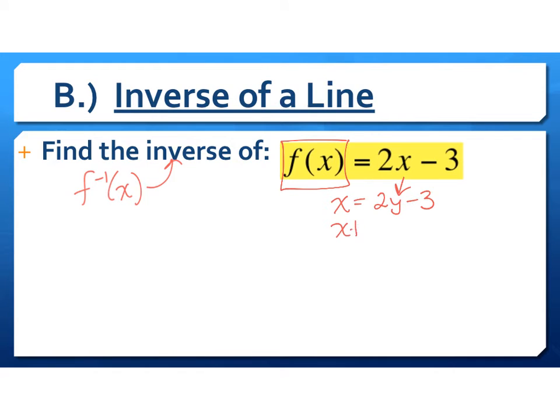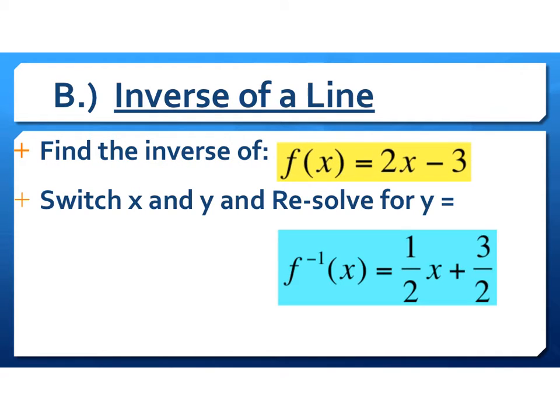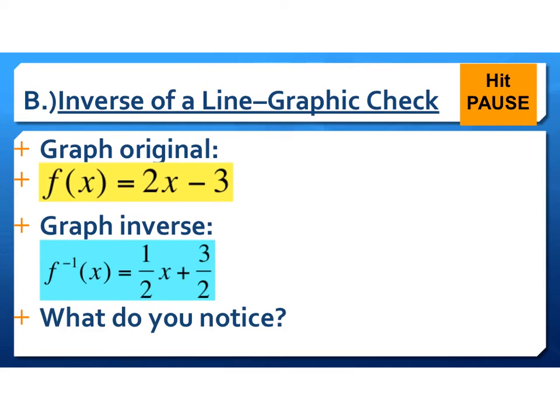So I'm going to add the 3 over. I'm going to switch it around because I prefer my variable on the left, and I'm going to divide by 2. I would accept that equation, and I would also accept when you separate the fraction. Both of those are the same thing, and we can say that that is my inverse. So you're going to switch the x and y, resolve for y, and you'll get the inverse. Take a minute to hit pause, and I would like you to graph both of them and see what you notice.